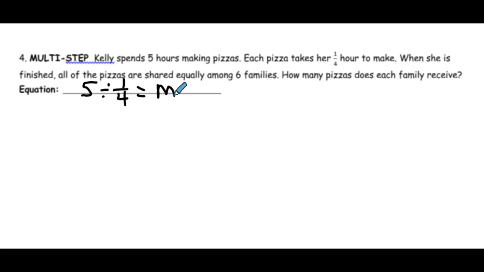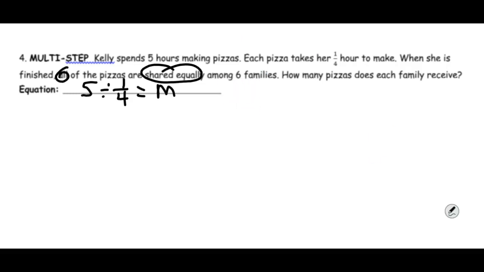Okay, now once you know how many pizzas she's made, because that's going to help you figure out how many pizzas she's made in the 5 hours. After you figure that out, you're going to have to figure out how much each of the 6 families get. So our second equation would be, because it says in here, clue words, it says in here, all of the pizzas are shared equally among 6 families. So the 6 families are sharing, so, sorry, rewind, I messed that up. Let me erase.